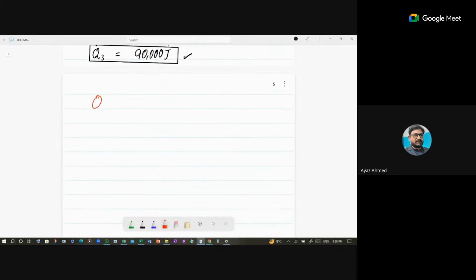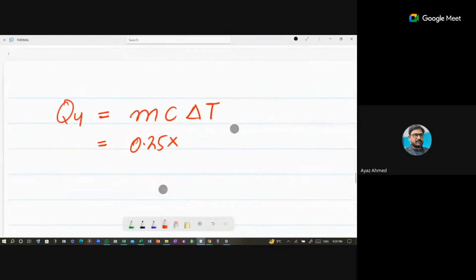Now Q4 की बारी है। Actually, Q4 is again temperature change. So I have to use mcΔT. Now, how much ice has melted? This is its mass. So it would become 0.25. And what is the specific heat capacity of the water now? Ice is no more, it is water. Are you getting it? This is heat for molten ice. Molten ice means water. Is it?